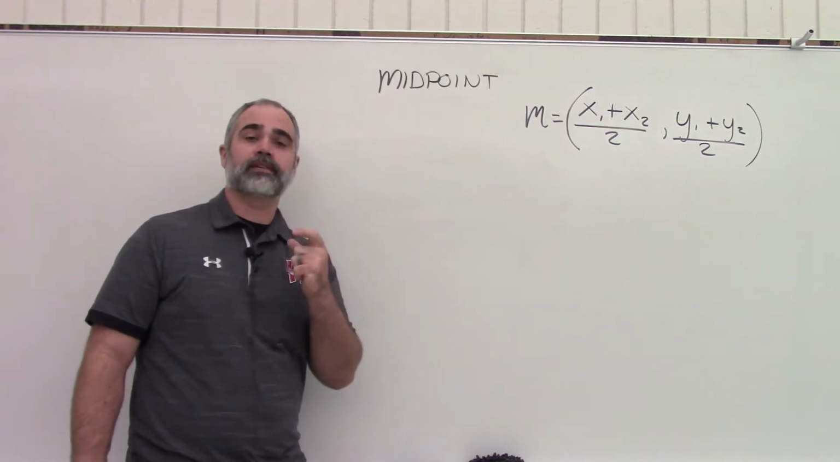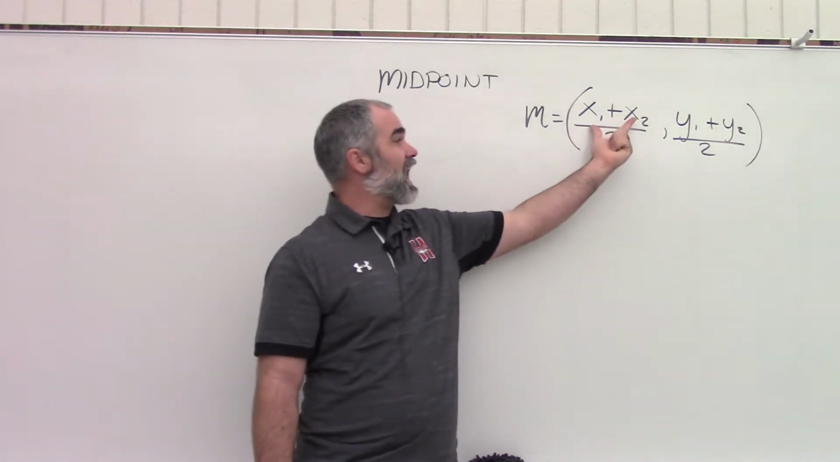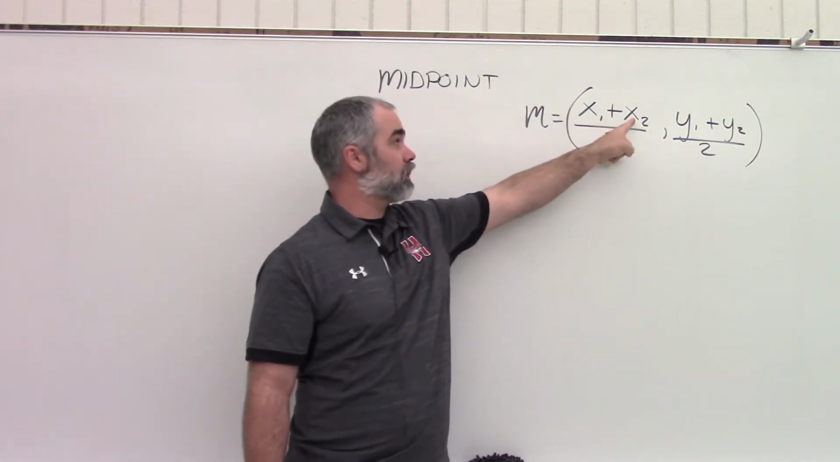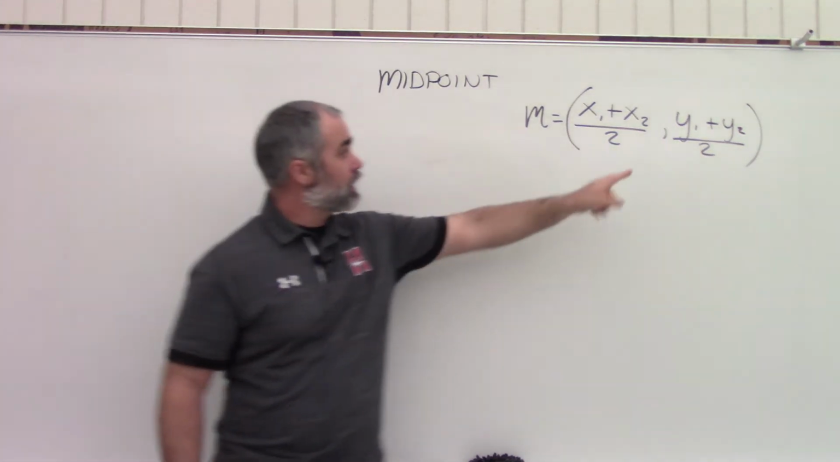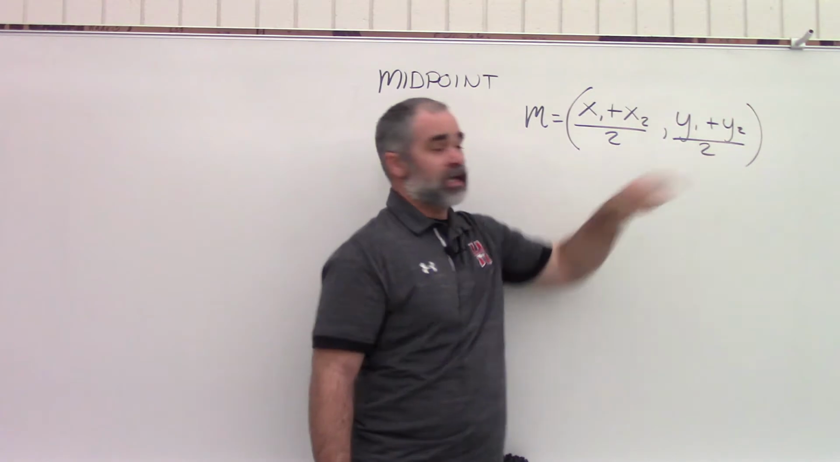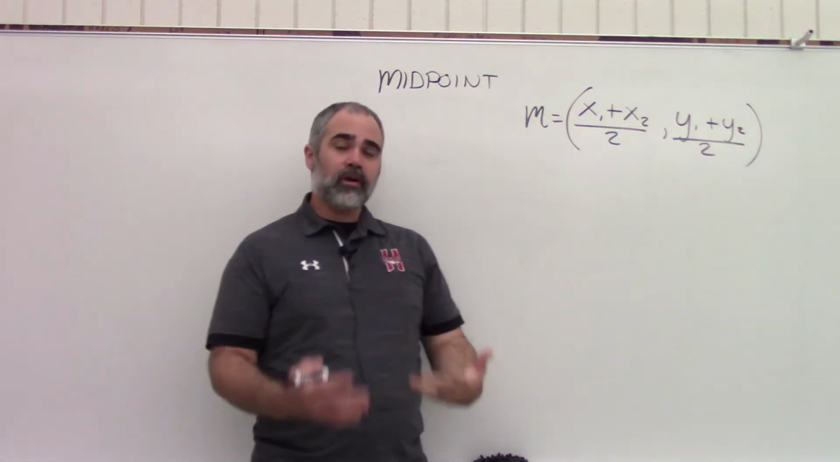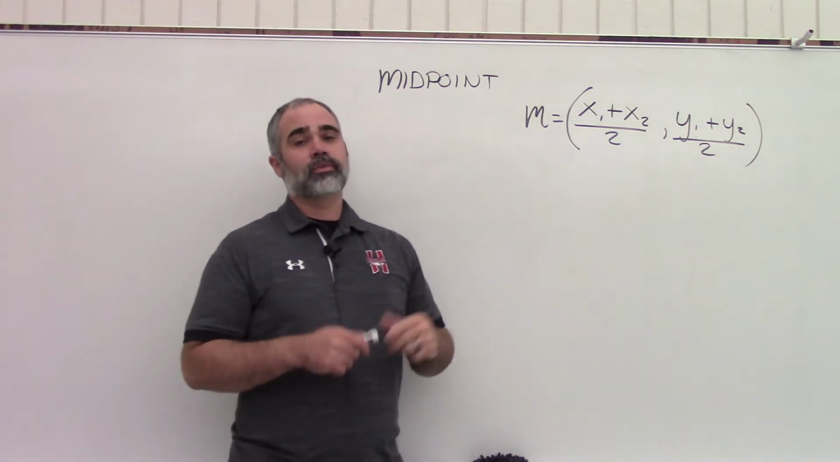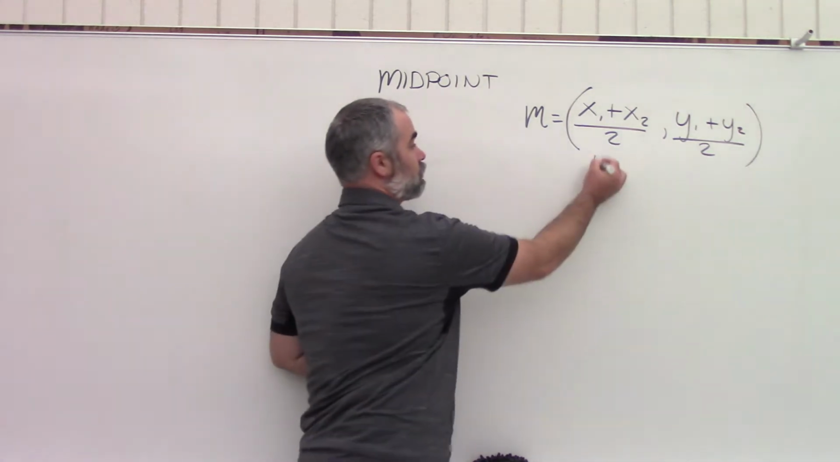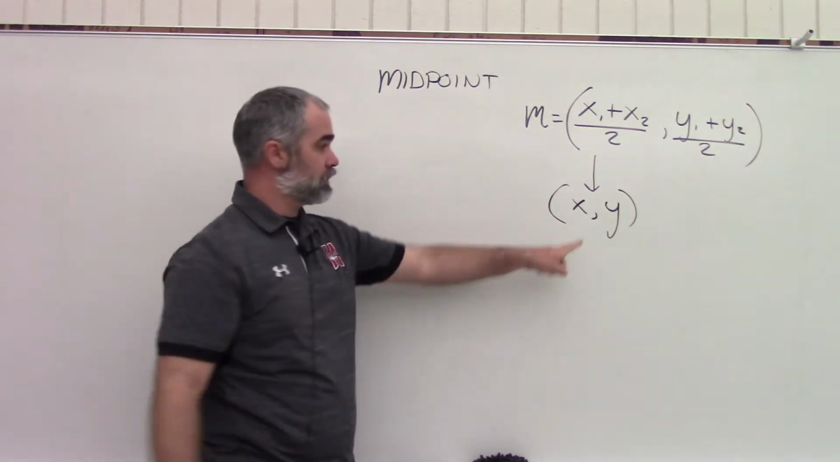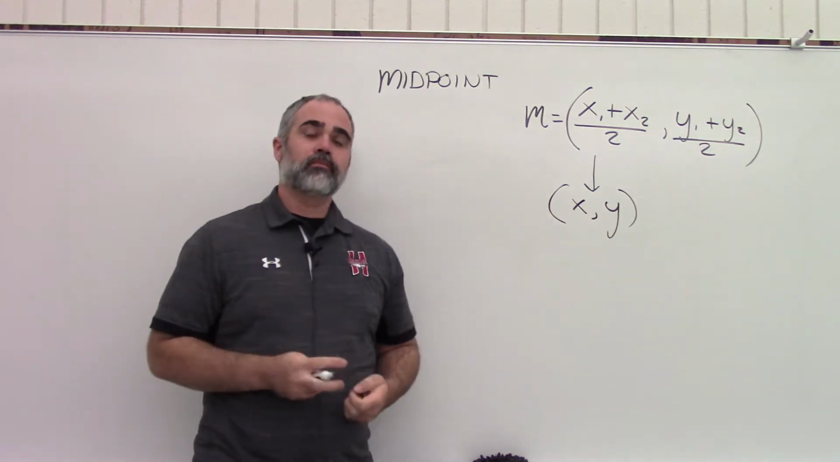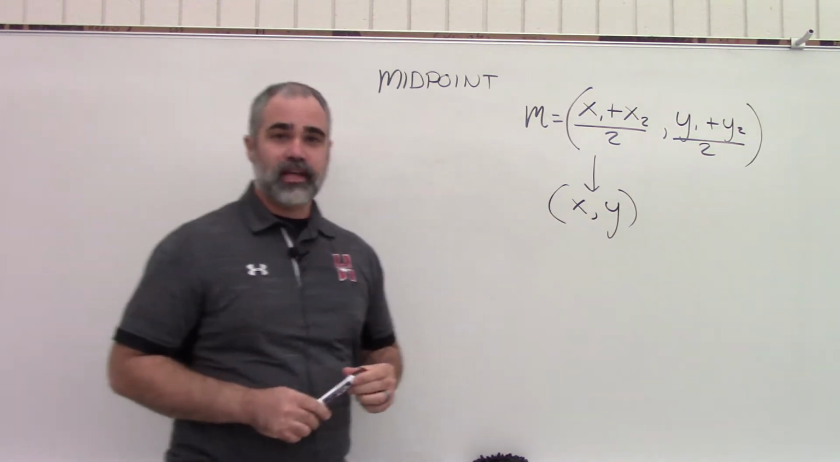All we're doing is we're finding the average. We're adding the x coordinates up here and dividing by 2, just like we did with 7 and 18. And we're adding the y coordinates up and dividing by 2. Remember, every coordinate is found with an x and y coordinate here. So eventually this is going to give me a coordinate, x and y, and it's going to be the midpoint. Let me show you an example.